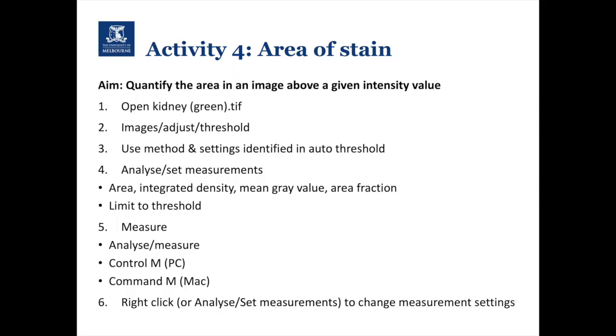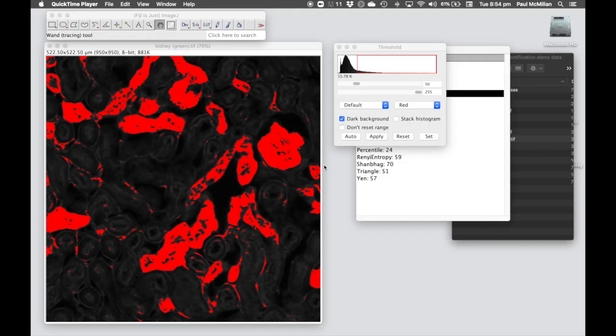Activity 4, area of stain. In this we're going to use a simple threshold to identify regions and quantify the percentage of the total image. Next thing we're going to do is work out the area that we've highlighted as a proportion of the entire area, and also just in microns squared as well. So we'll leave the threshold there. If you don't have this image up, then you'll have to go through the previous activity to get the threshold.